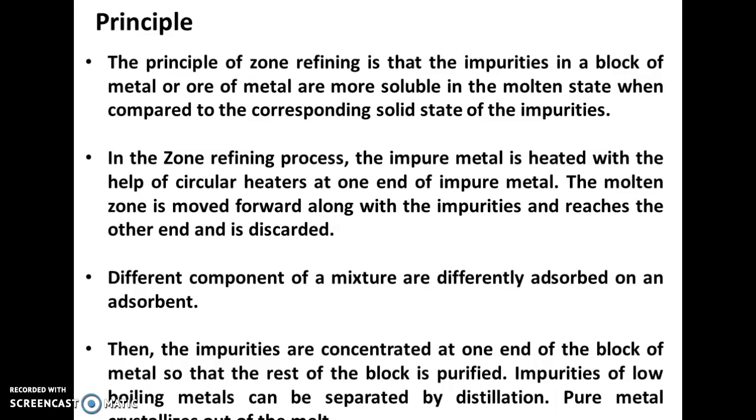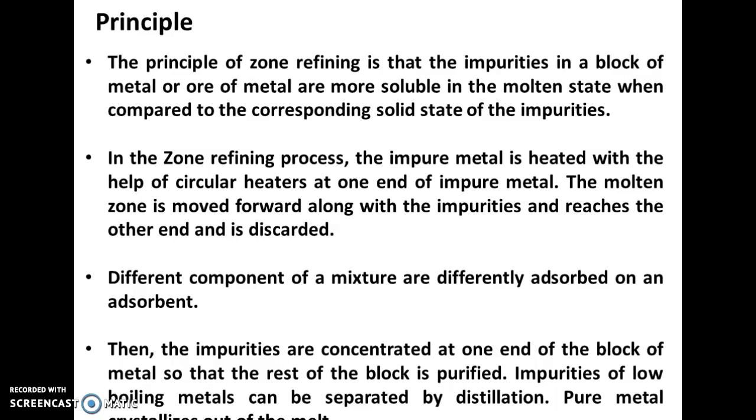The different components of a mixture are differently adsorbed on the adsorbent. Which is the adsorbent here? It is actually the melt of the metal. Then the impurities are concentrated at one end of the block of metal so that the rest of the block is purified. Impurities of low boiling metals can be separated by distillation. Pure metal recrystallizes out of the melt.